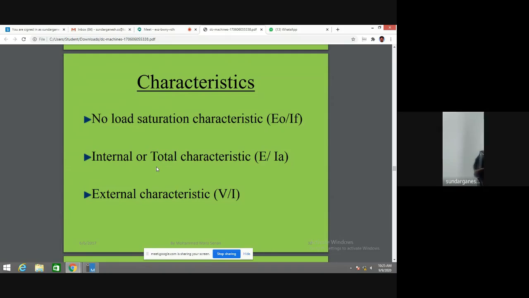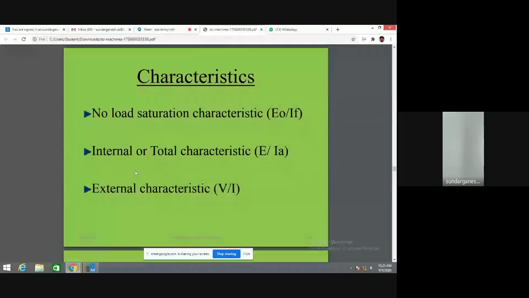Next one is the internal or total characteristics. Here I am giving a load. The graph is between the generated voltage and the armature current, which is the load current, known as IA. External characteristics depend upon the load, plotting terminal voltage V against load current I.